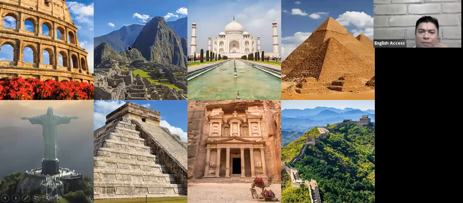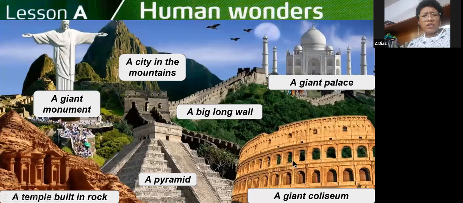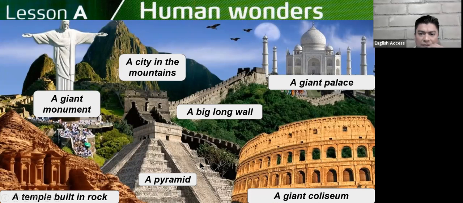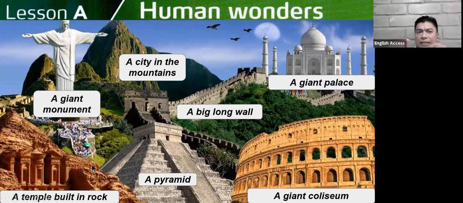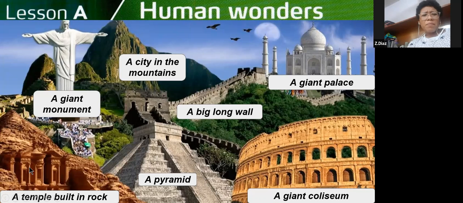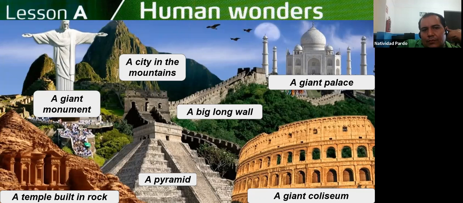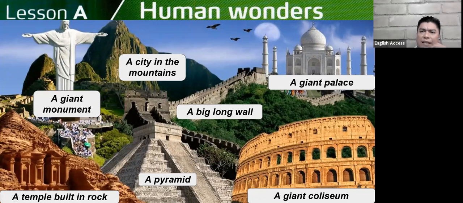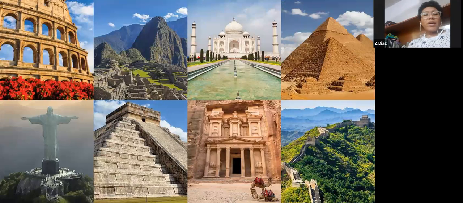Teacher, the monument below, it's the Parthenon. A temple built in rock. No, but the Parthenon is in Greece, and this is in Jordan. It's in a different country. What is its name? I don't remember. Do you know the name, Natividad? It's Petra. They just call it the city of Petra. They call the whole thing the city of Petra. Oh, okay, I didn't know that.